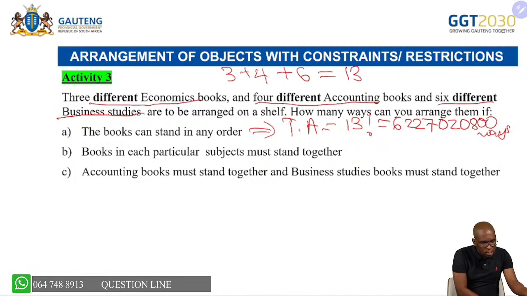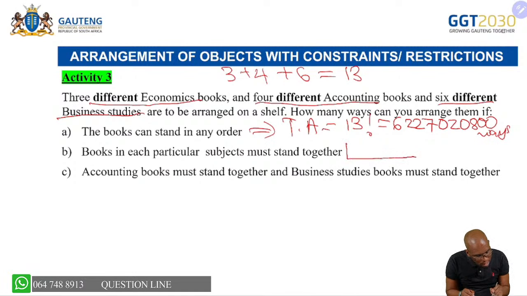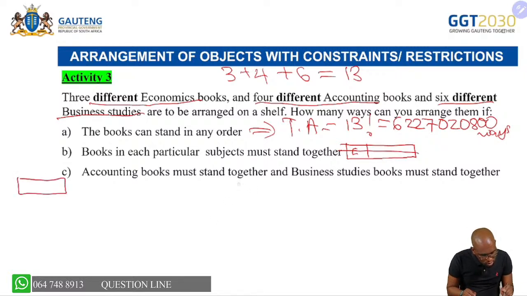Now, if you look at the second one, there are restrictions. They are asking us to group books in each particular subject together, so they need to stand together. We'll start with our economics books: economics 1, economics 2, and economics 3. Those are the 3 different economics books.